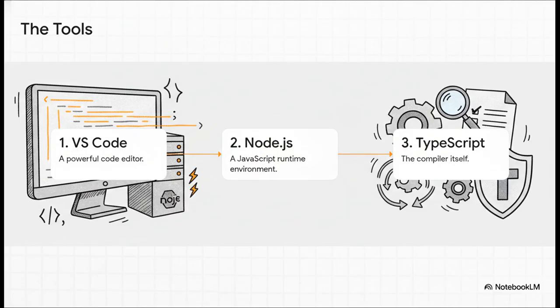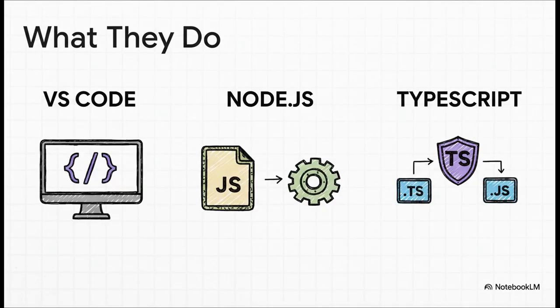First, a great code editor. And honestly, VS Code is the way to go. It's got amazing TypeScript support baked right in. Second, you'll need Node.js, which is what lets you run JavaScript on your actual computer. And third, you need the TypeScript compiler itself, which you'll install with a simple node command. Let's just quickly break that down. VS Code, that's your workshop. It's where you build things. Node.js is the engine. I absolutely love this analogy.